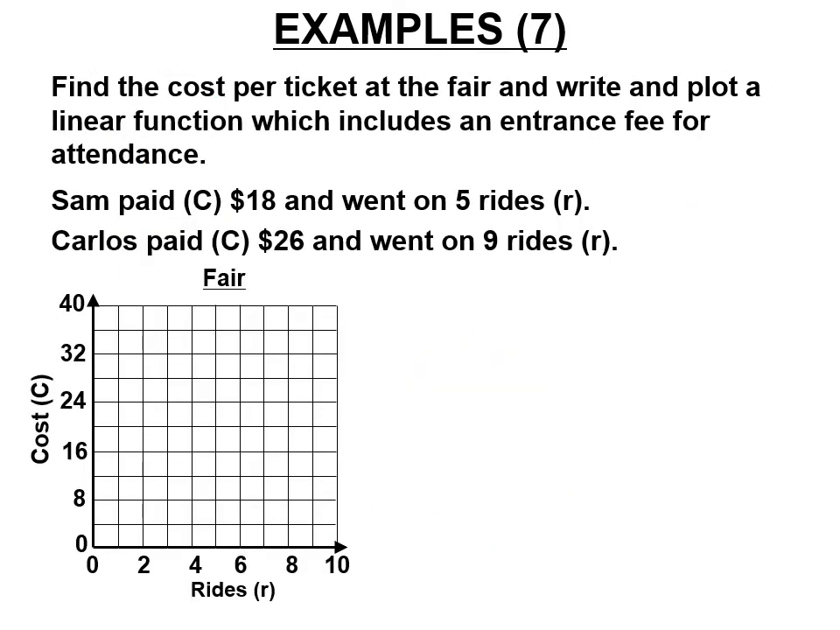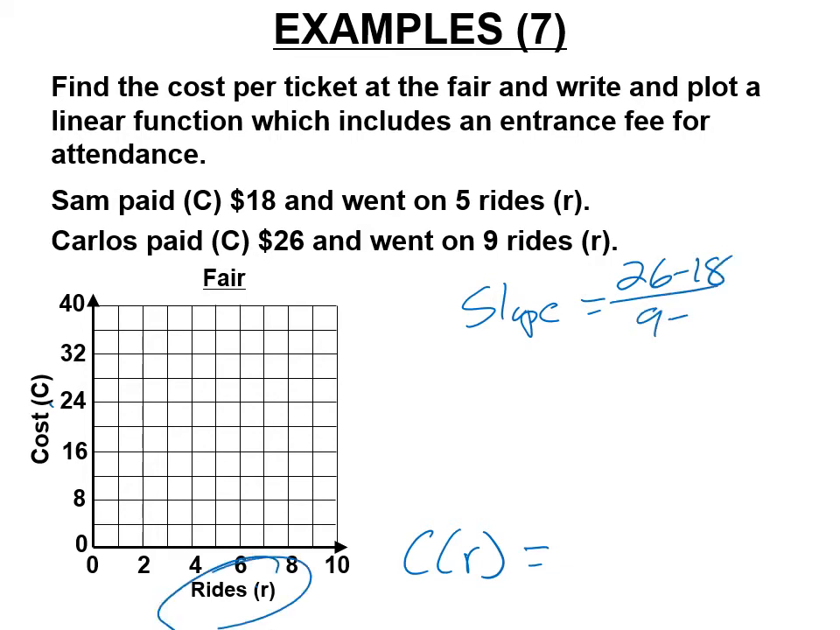Find the cost per ticket at the fair and write a linear function that includes an entrance fee. All right, so this is C of R. We're using function notation. We're finding our slope every time. Subtract the y's up top, 26 minus 18. The x's down here would be 9 minus 5. So you get 4 on the bottom. You get what? 8 on the top? Yeah, so it's $2 for each ride.